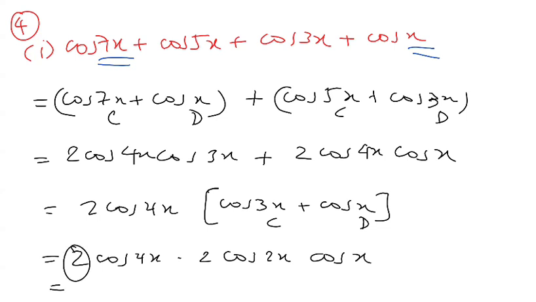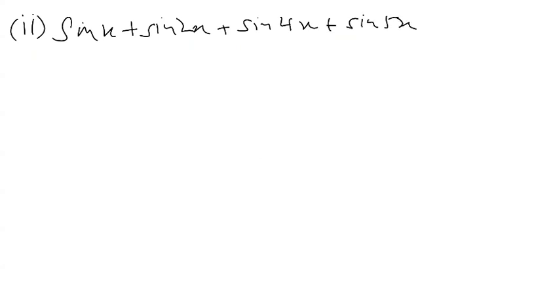So this is going to be 4 and this 3 terms, and that is your RHS. Okay. Sub question number 2. 4 sub question 2. Sin x plus sin 2x plus sin 4x plus sin 5x. Okay. So these values are there.